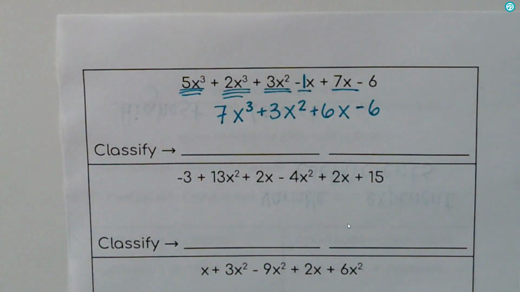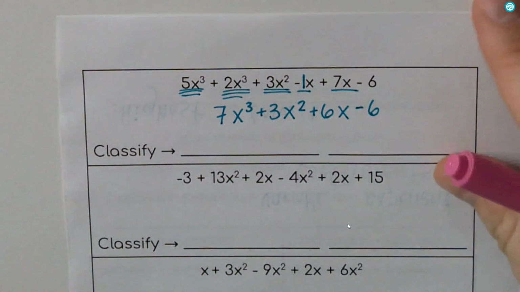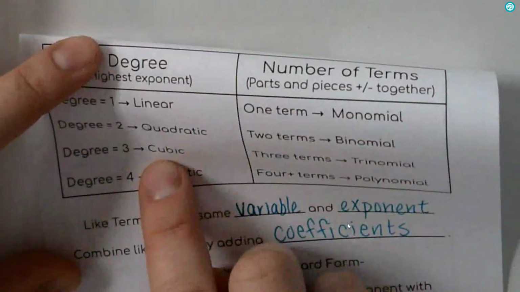All right, now the other thing that we're doing today is classifying. So we classify based on 2 things, which is the degree, which is our highest exponent. What is our highest exponent here? 3. So highest exponent of 3, I go use my little table. My degree of 3, this is cubic. And then I know that there's 4 terms.